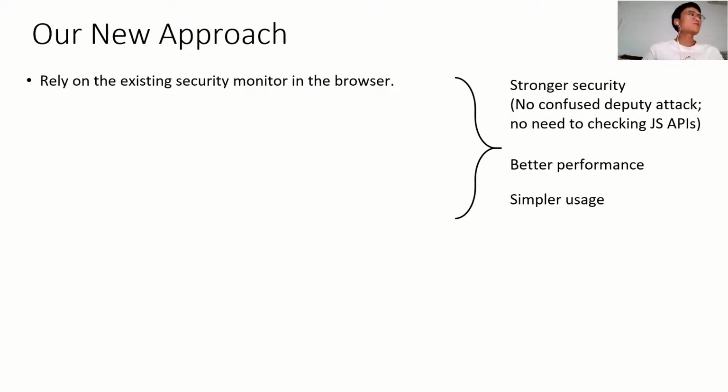Different from the existing works, our approach does not solve the problem from the perspective of JavaScript, so as to avoid the problem of incomplete coverage. We rely on the existing security monitors in the browser. So the web page developers only need to define the security policies concerning the web-sensitive resources, and they are relieved from the burden of going through each relevant JavaScript API.